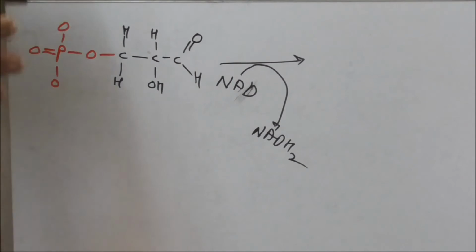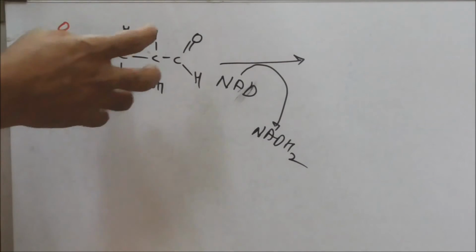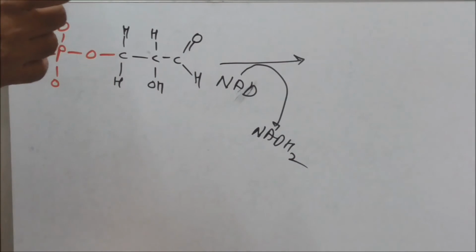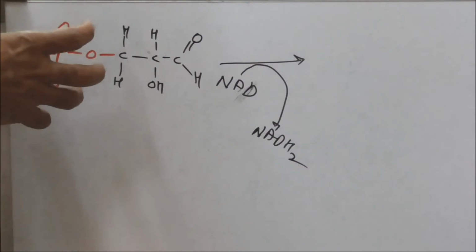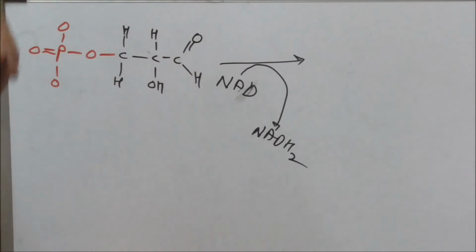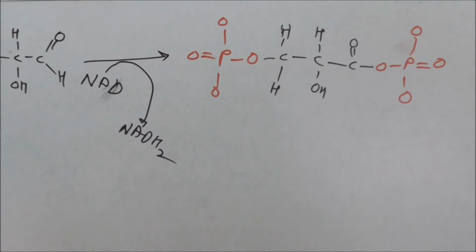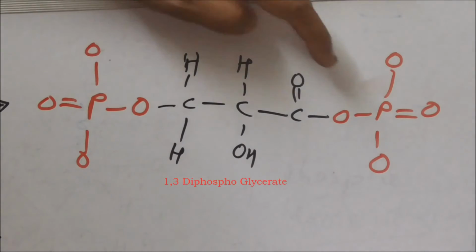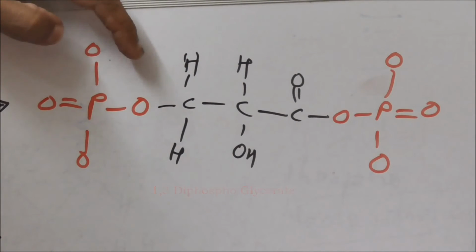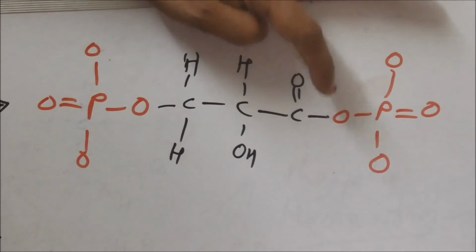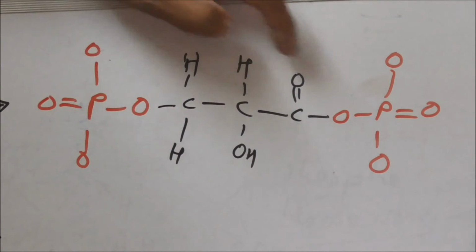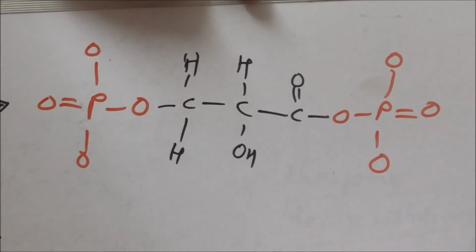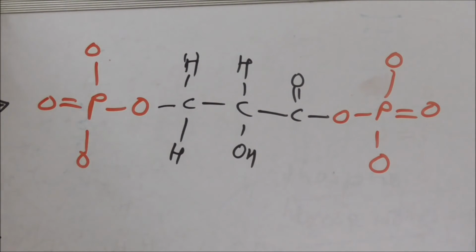Whereas the end product of this phosphorylation process is 1,3-diphosphoglycerate. That is, 2 phosphate groups are bonded to the existing molecule. So, in this process, the end product is 1,3-diphosphoglycerate. That is, in the first carbon position and the third carbon position, there is a phosphate group attached. So, 1,3-diphosphoglycerate is the end product of phosphorylation and oxidation.